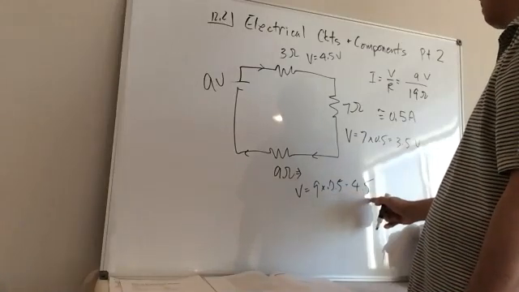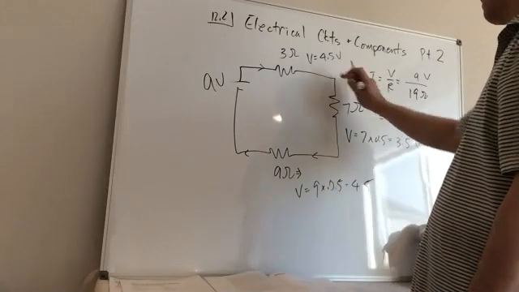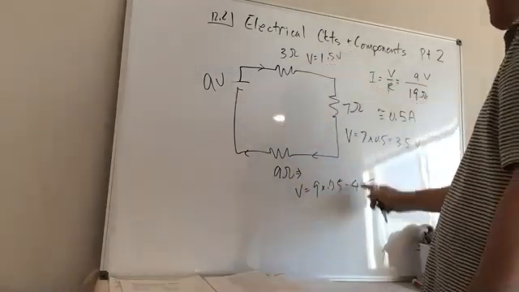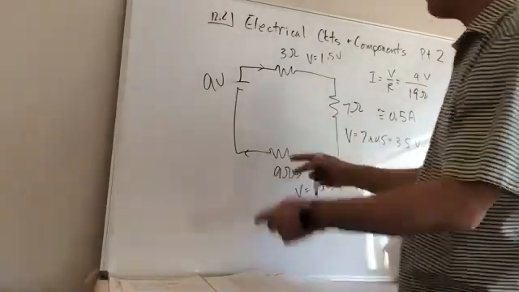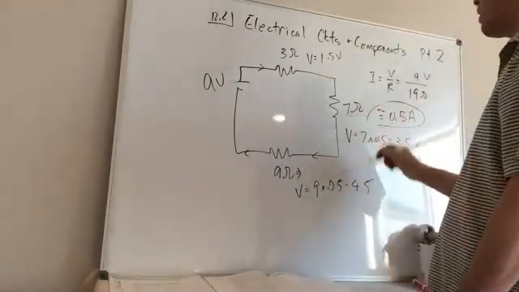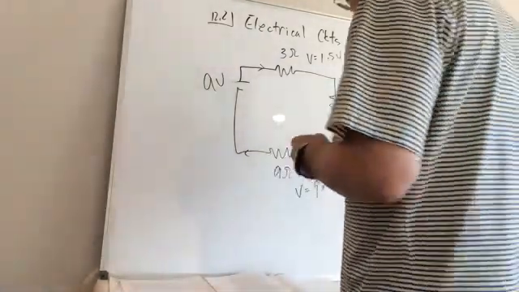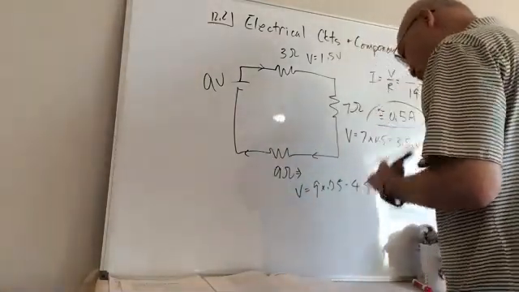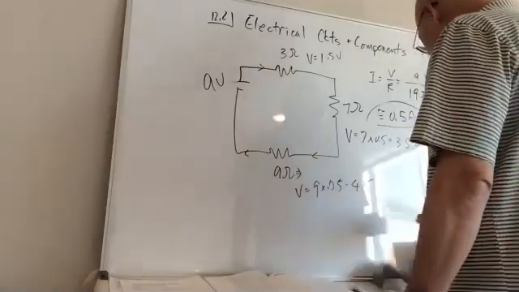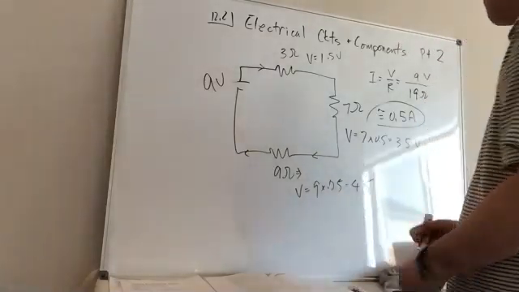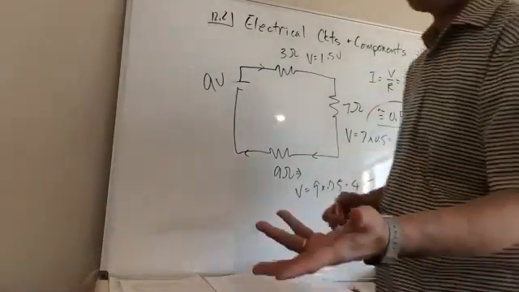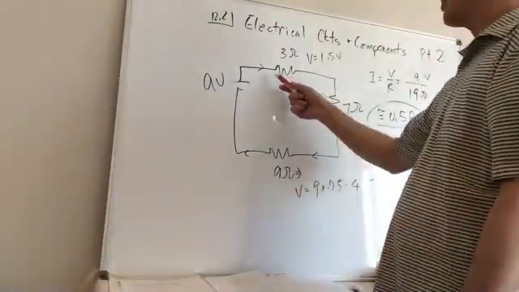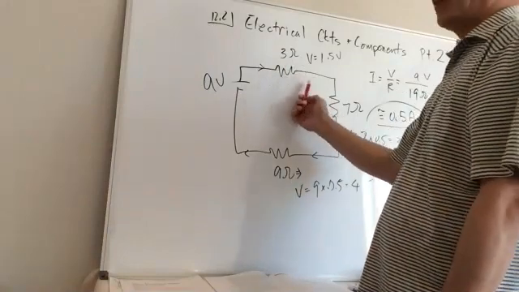Isn't the top one like 1.5? 1.5, so it'd be 9.5. So we're a little off just because we approximated here, okay? Which example is this? This is on page 413, 12.4.